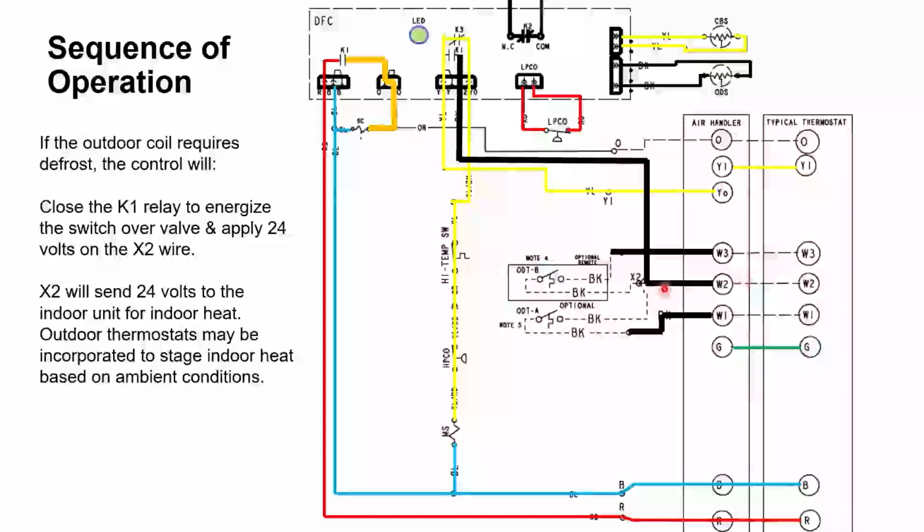Anyway, off of X2, we're going to tie into W1, 2, 3, whatever we need to fire up the auxiliary heat. And that's how we fire our auxiliary heat, actually off of the Y circuit through this K1 connection right here on the board.